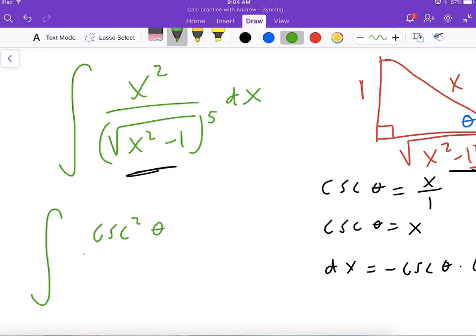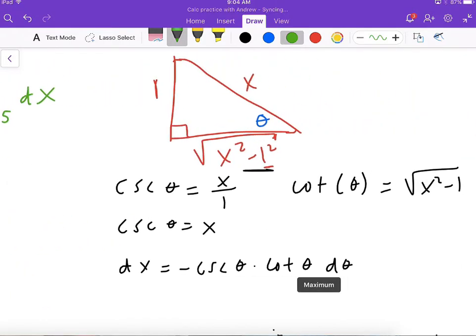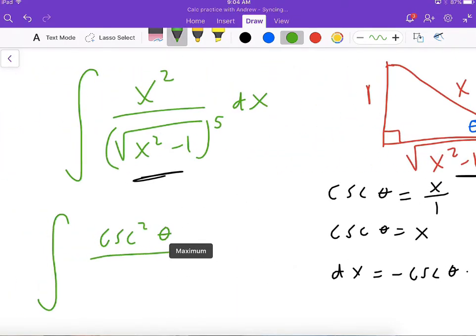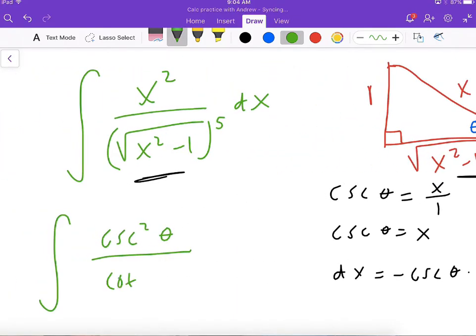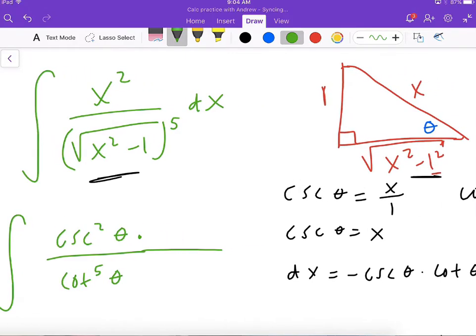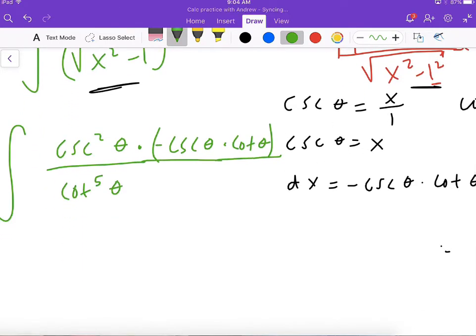And then our expression on the bottom, the square root of x squared minus 1, is cotangent theta. So this becomes cotangent to the 5th because we still have that 5th exponent on the outside. And then times dx, I'm just going to put it in the numerator rather than sticking it off to the side. So dx is equal to negative cosecant theta times cotangent theta. Let me stick that in parentheses so we don't forget about the negative sign. Okay, and there's a d theta there too.